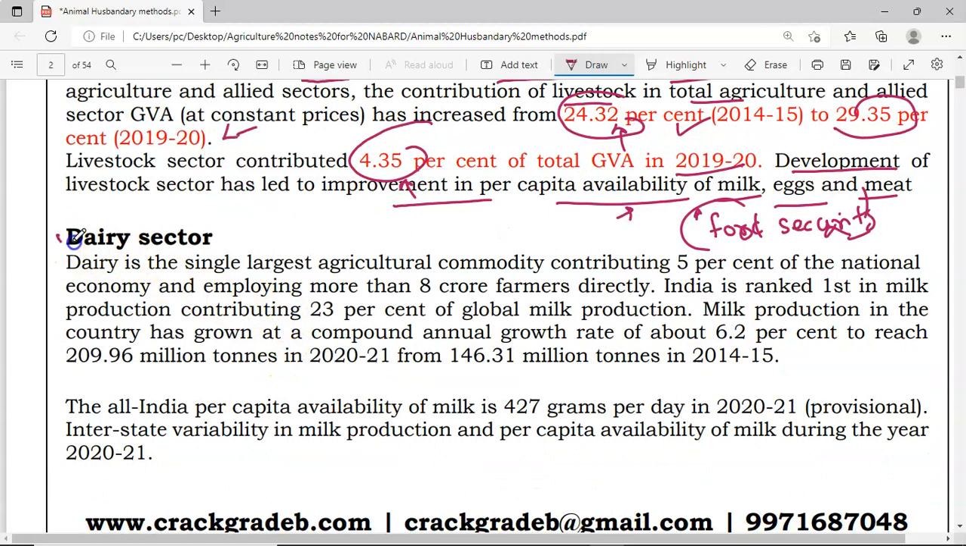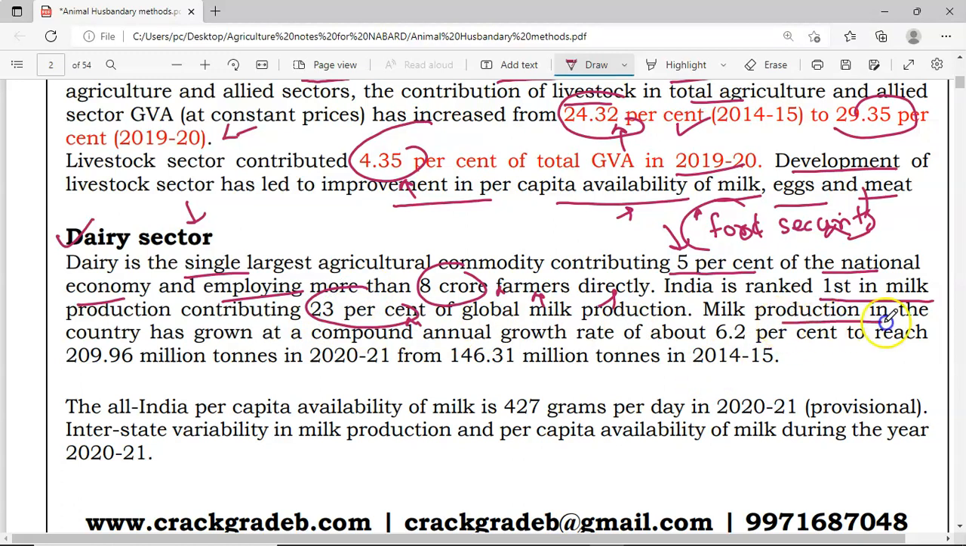The dairy sector is also part of the livestock sector. Dairy is the single largest agricultural commodity. It is contributing 5% of the national economy and directly employing more than 8 crore farmers. 5% contribution, 8 crore farmers directly. So this dairy sector is also playing a major role in the growth of our country. We know that India ranks first in milk production and contributes 23% of global milk production.